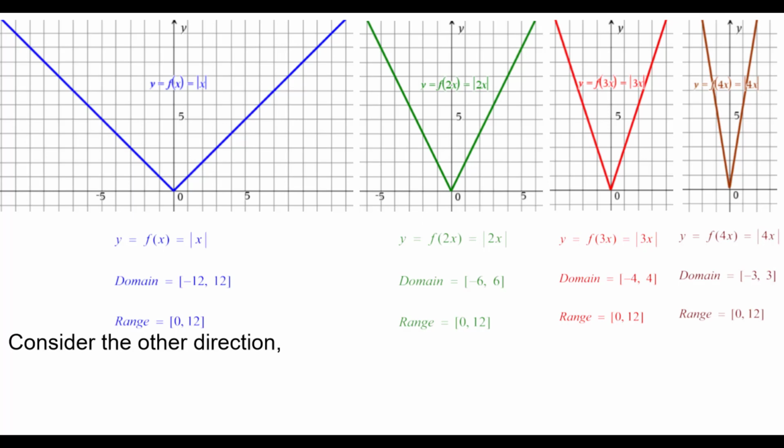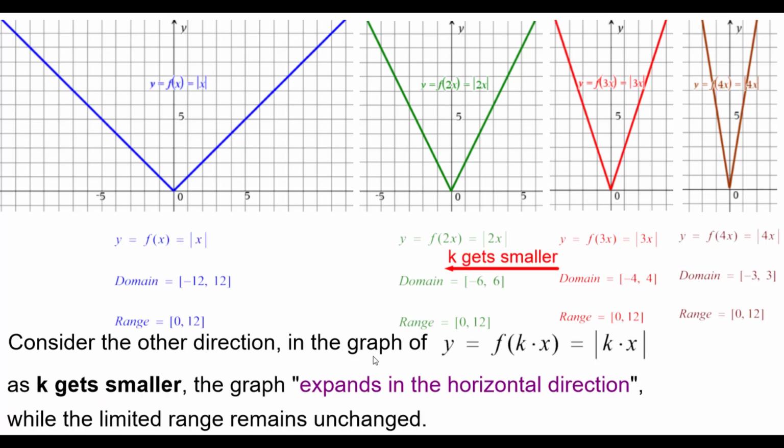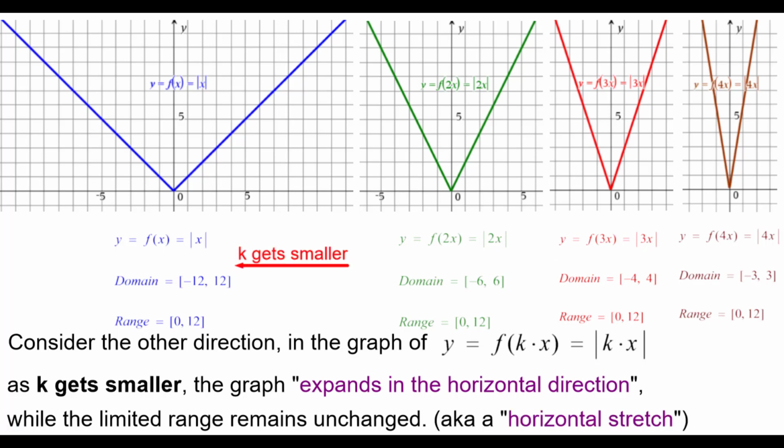Going in the other direction, if we start from the right going to the left, as the coefficient goes from 4 to 3 to 2 to 1, as k gets smaller, the graph is what? Expanding in the horizontal direction, getting wider in the horizontal direction, while the limited range still remains unchanged. We also call this a horizontal stretch.